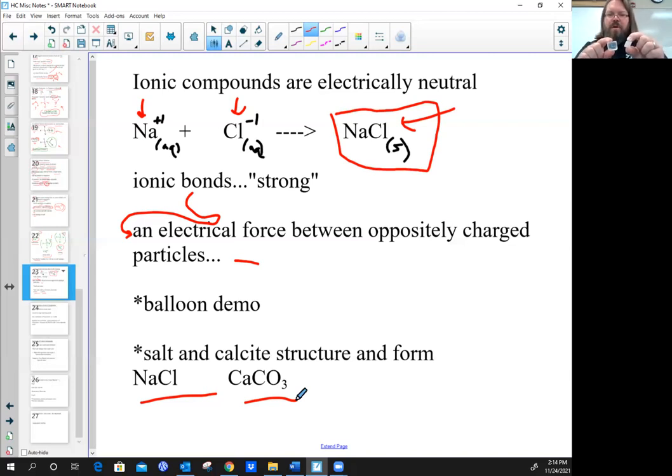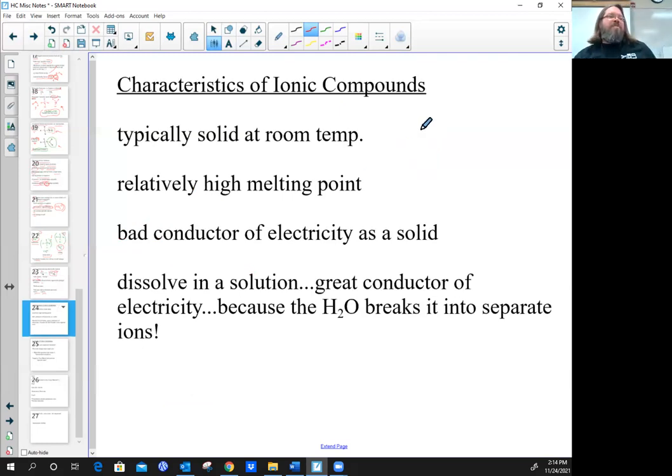Ionic compounds are typically crystalline solids like this, okay? And we'll get a chance when we get into the percent yield lab later, working with copper sulfate, which is a blue crystalline solid that looks kind of similar to this, but blue in color, okay? All right, so some characteristics of ionic compounds: typically solid at room temperature.